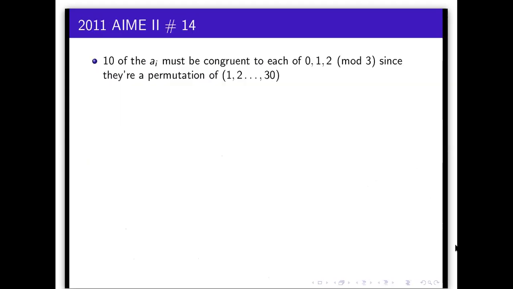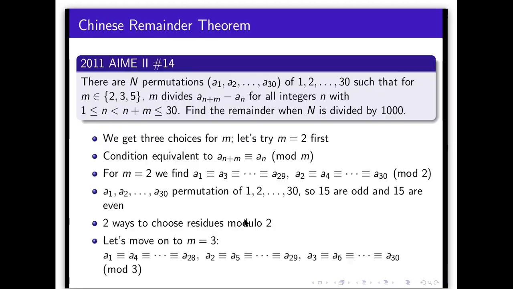So what do we mean by 2 ways when we pick mod 2? You can either choose all of A1, A3 through A29 to be even or odd. Basically, 15 of them have to be even and 15 of them have to be odd. So either these 15 are even and the other 15 are odd, or these 15 are odd and the other 15 are even. We're only considering mod 2. 15 of them have to be 0 mod 2 and 15 of them have to be 1 mod 2.